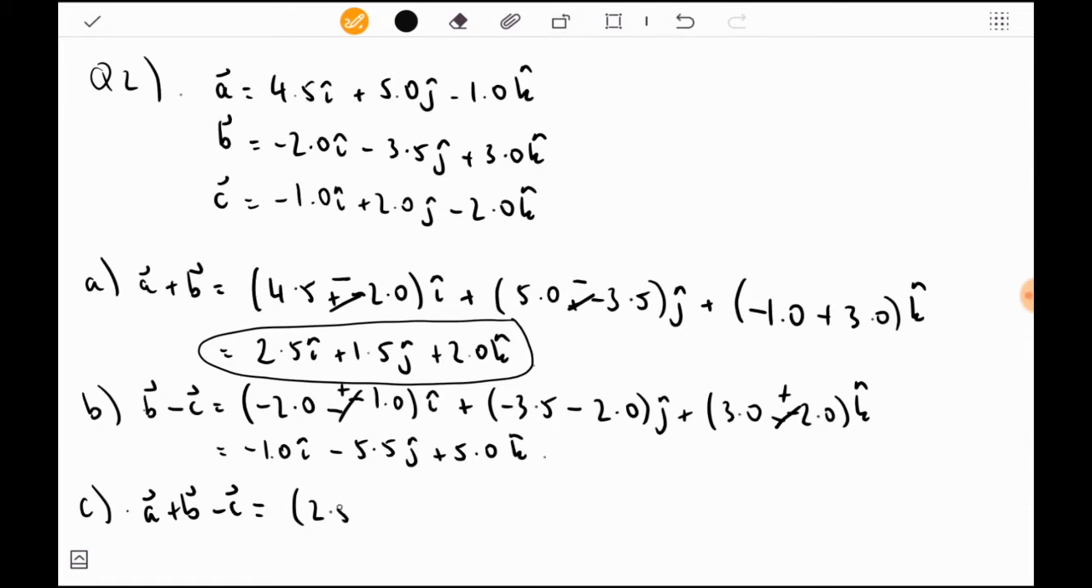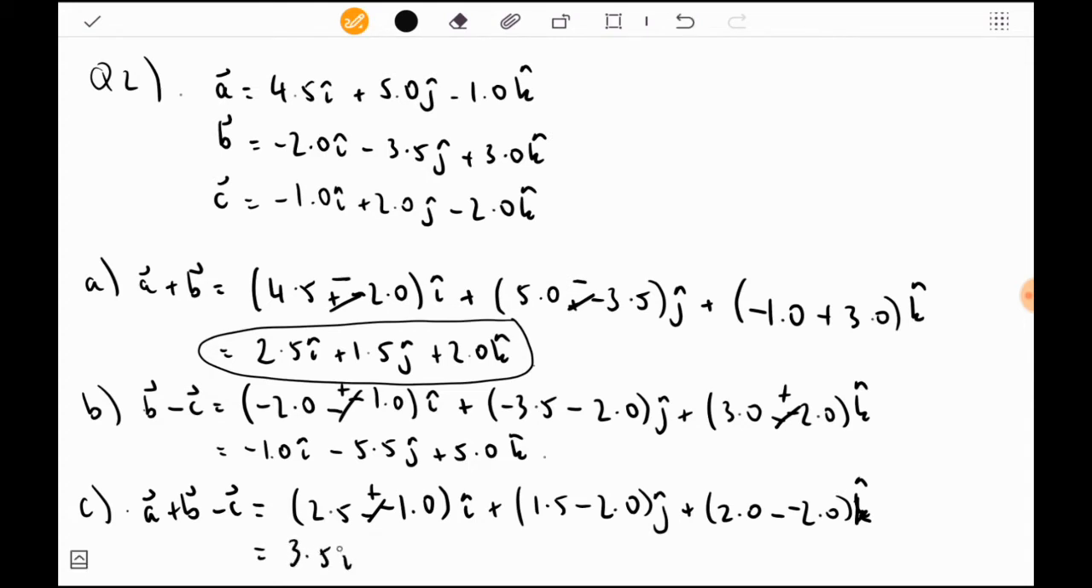So we have 2.5 minus negative 1.0, because remember it's minus C, I, plus, and we got 1.5 minus 2.0 J, plus 2.0 minus negative 2.0 K, equals 2.5, becomes a plus, so it's 2.5 plus 1.0, which is 3.5 I. 1.5 minus 2.0 is minus 0.5 J, and this becomes a plus, so it's plus 4.0 K.